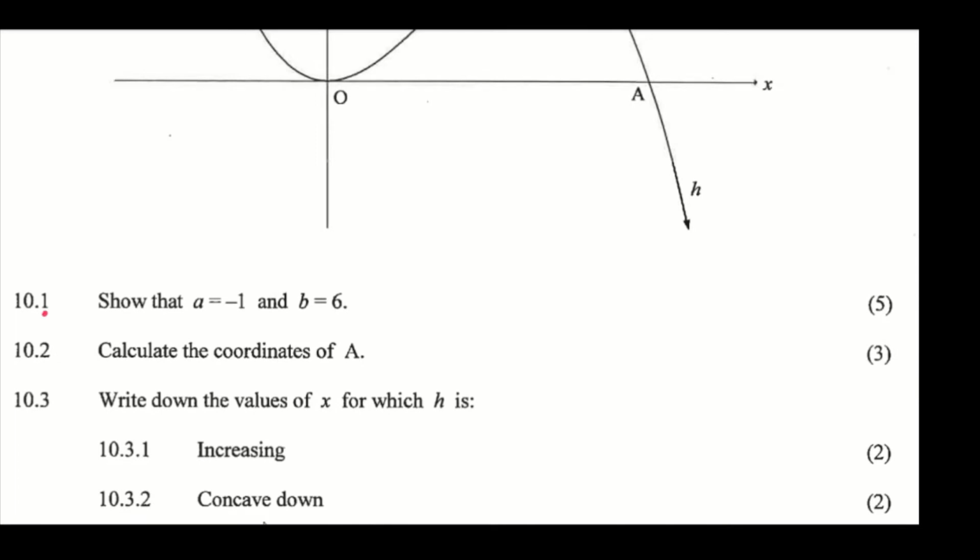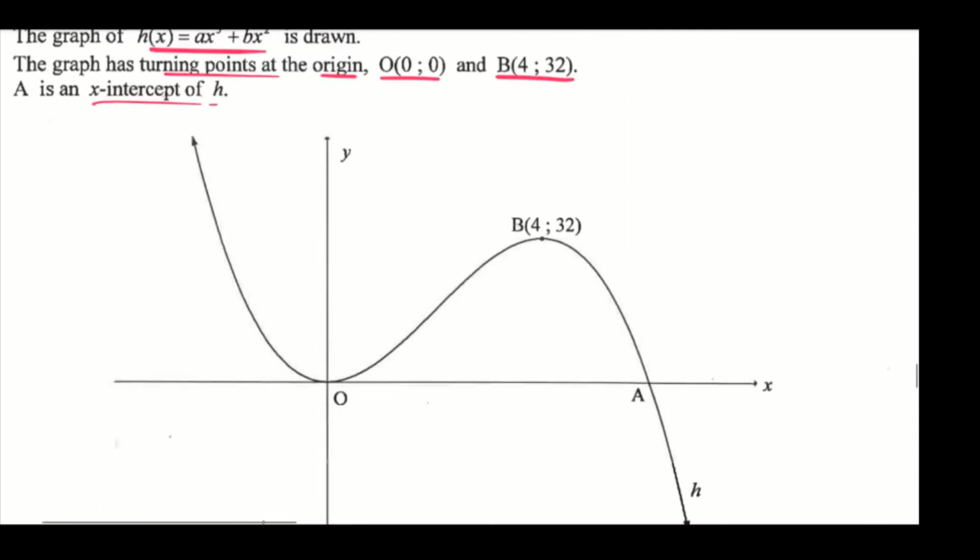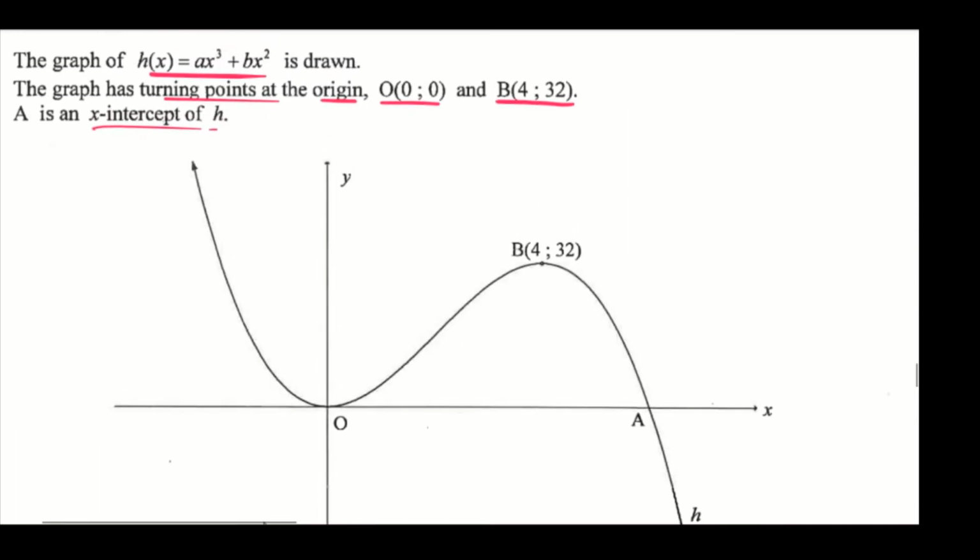So let's do 10.1. We are asked to show that a equals -1 and b equals 6. To do that, we're going to use the information given. We know very well that h of x equals ax to the power of 3 plus bx to the power of 2, and we can use this point (4, 32) and substitute it in this equation.